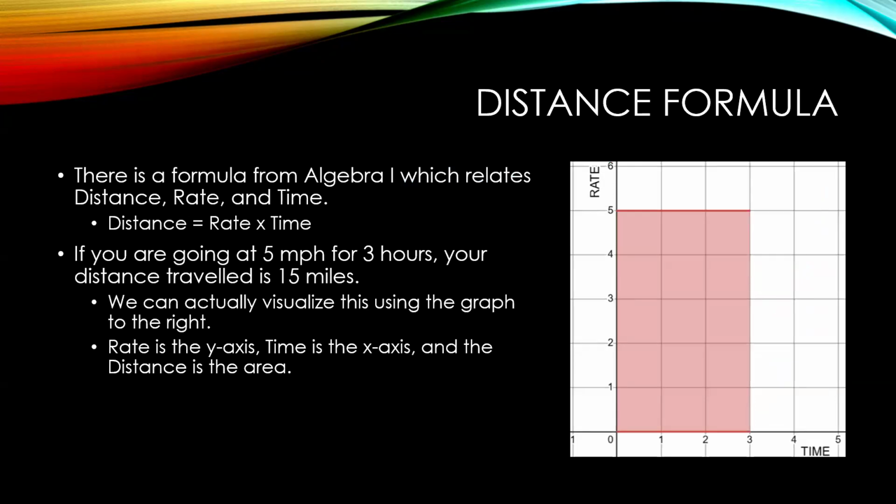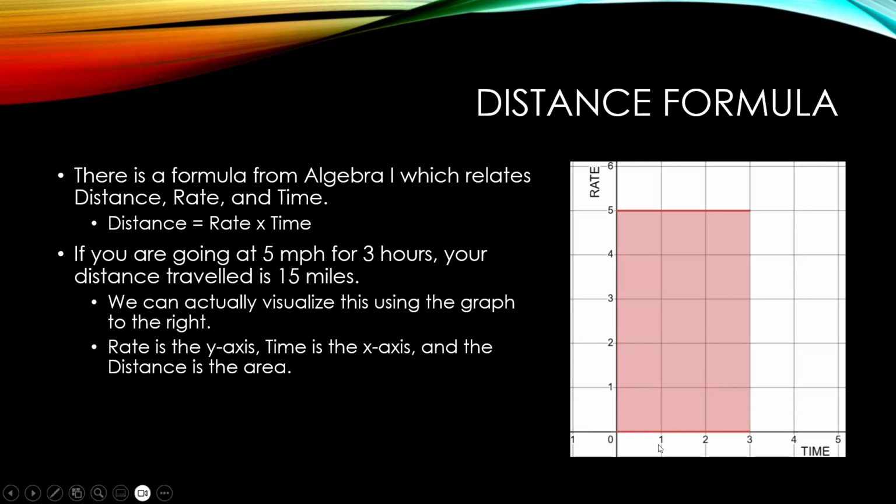The reason I want to emphasize that the derivative is the rate is because we also have something from Algebra 1, which relates distance, rate, and time. Your distance is equal to your rate times your time. If you're going at 5 miles per hour for 3 hours, your distance traveled is 15 miles, because 5 miles per hour times 3 hours gives you that 15. We can actually visualize this very nicely using a graph. And here's the graph of this.